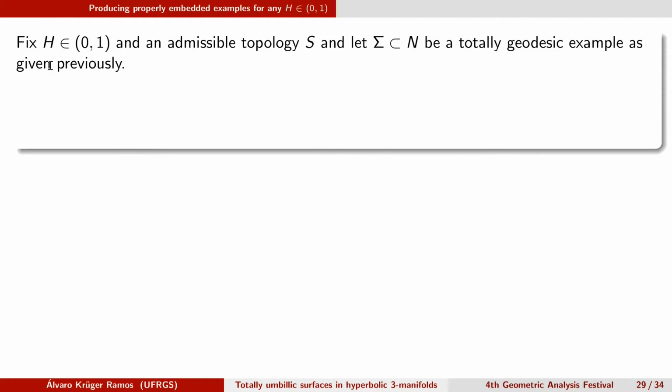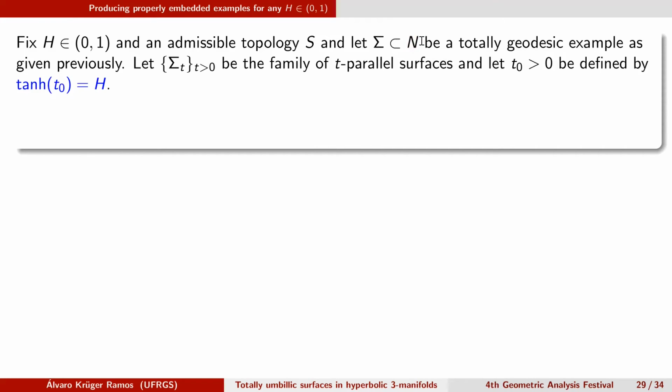So let's do this. Fix your value of h, fix your topology, you take your totally geodesic example as given before, and we work with this example. So you have a totally geodesic example in a hyperbolic 3-manifold of finite volume N. We take the t-parallel surfaces and you find your value of t naught, which is defined by this equation. Since h is in (0,1), t naught exists.